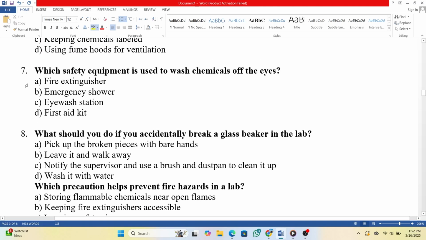7. Which safety equipment is used to wash chemicals off the eyes? A. Fire extinguisher. B. Emergency shower. C. Eye wash station. D. First aid kit. Answer, C.